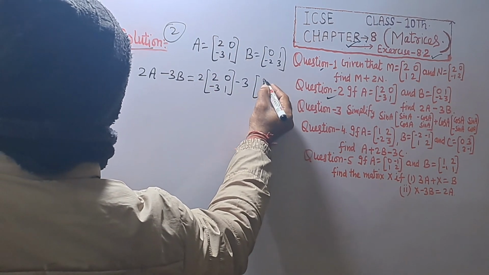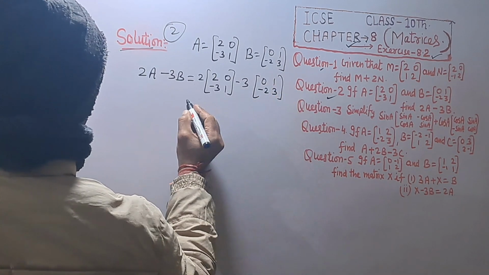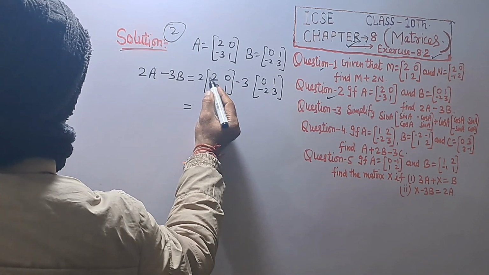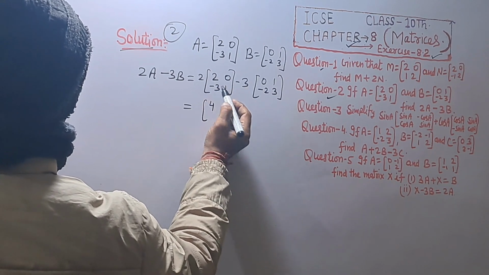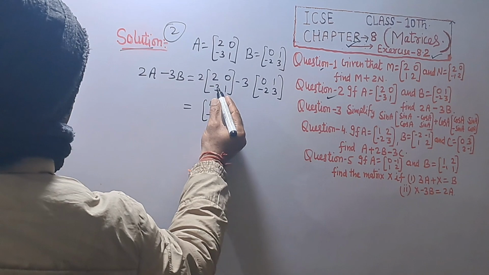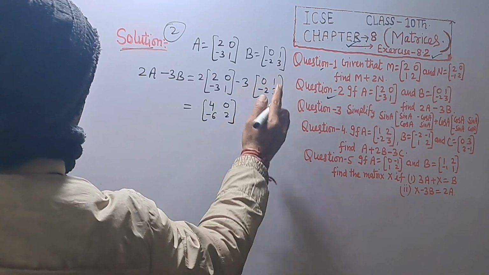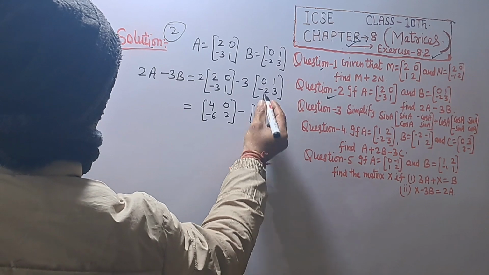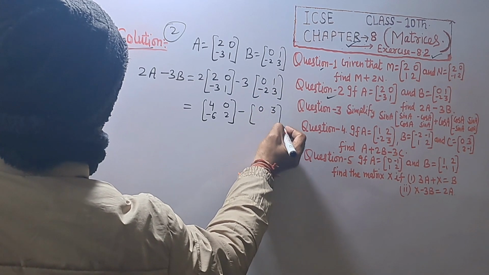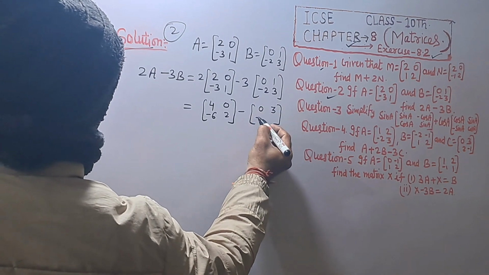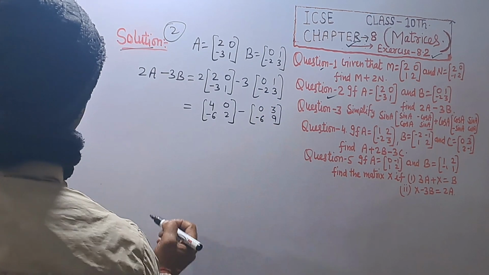3 times B, which is [0, 1; -2, 3]. That is equal to, first element 2 2s are 4, 2 into 0 is 0, 2 into minus 3, that is minus 6, and 2 1s are 2. And 3 multiplied by 0 is 0, 3 multiplied by 1 is 3, 3 2s are 6, minus, and 3 3s are 9.